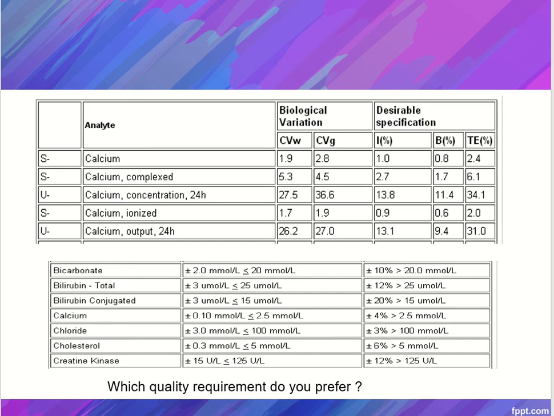And you can also compare with this one. This is the desirable specification from Westgard, where the total error is much tighter, so it is quite difficult to meet. And this one, from the EQA, RCPA, the allowable total error is 4%, which is tighter. So it depends on you. Which requirement do you want to use?